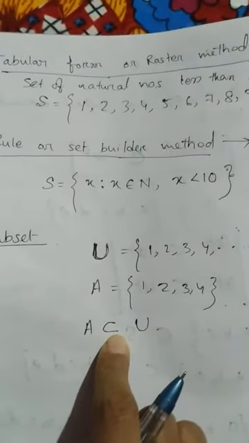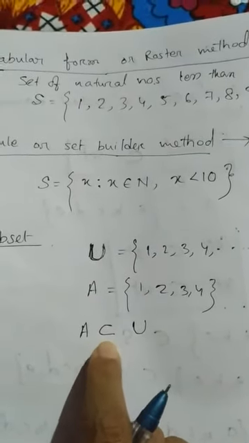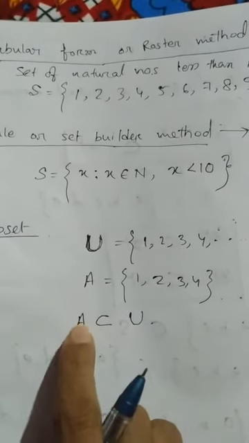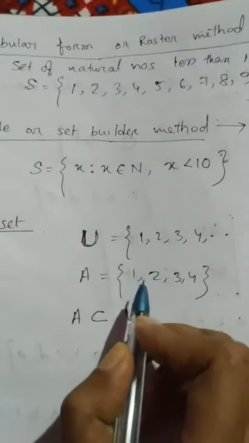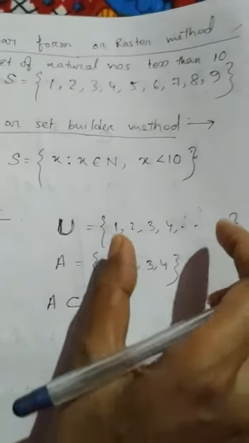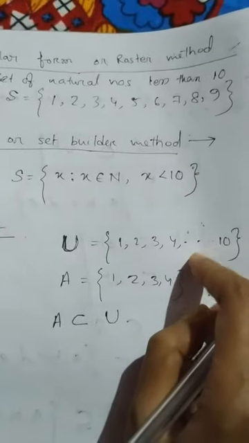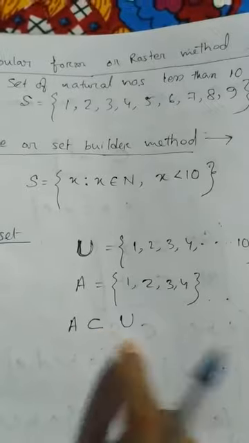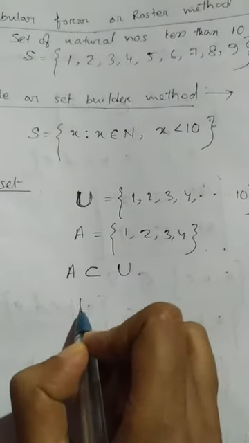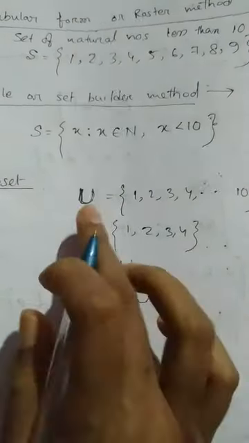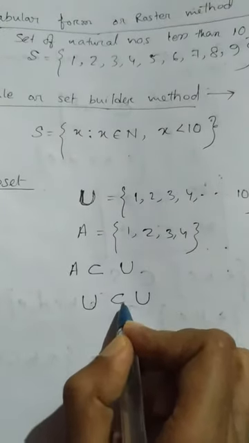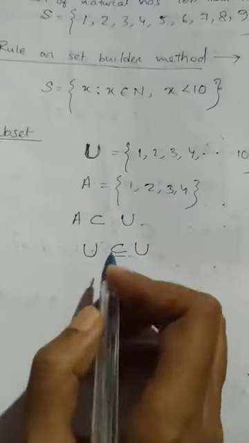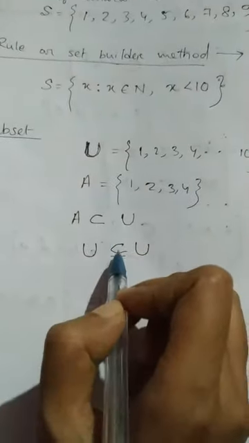This symbol is specifically used for proper subset. So we can say that A is a proper subset of U. A is smaller and U is bigger. 1, 2, 3, 4, these are all present in U, and more elements are there in U also. So we will use this symbol, which is called proper subset. But if I write U, and here U is nothing but your set, then we will write this symbol. This is the difference between these two symbols.